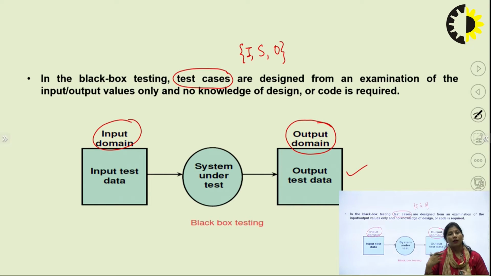Whatever input we give will be from the input domain, and the output should also be from the output domain. If it is not matching, then the system will fail. Then it will give some other kind of output.